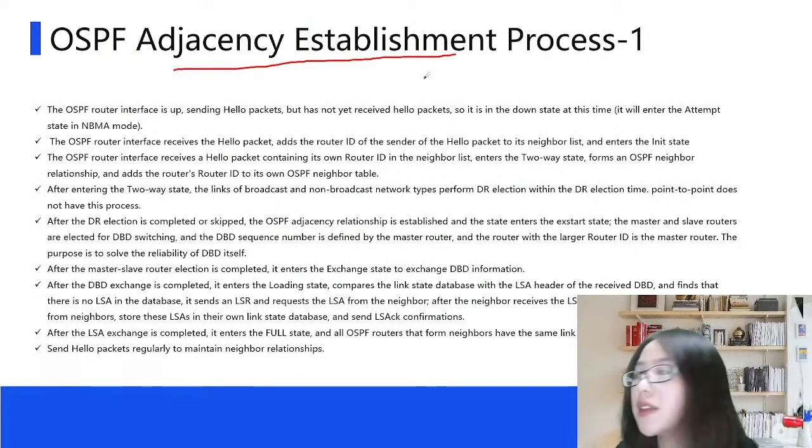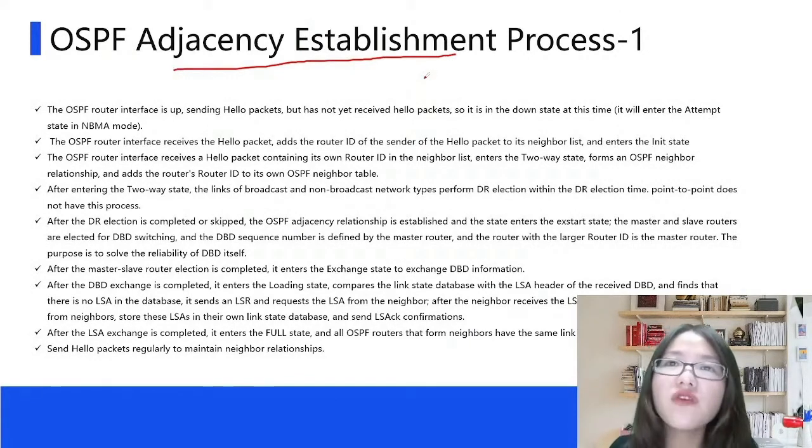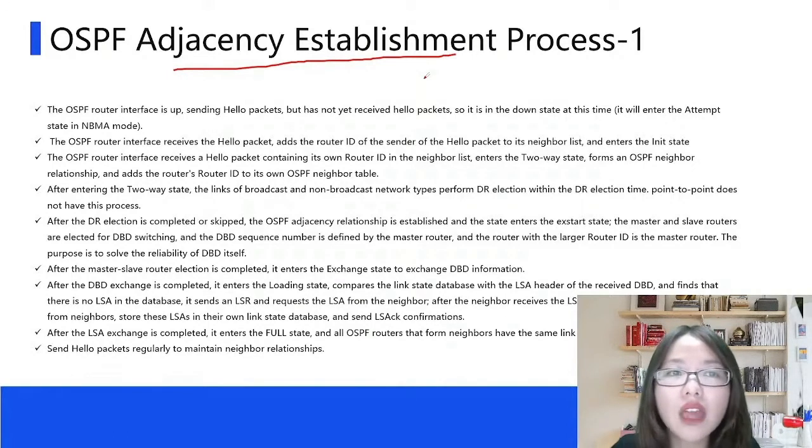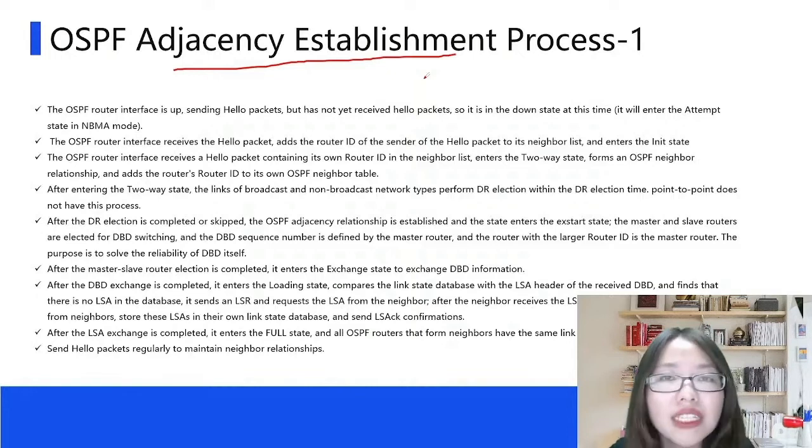I have also summarized the OSPF adjacency process for you. You can read the process introduction yourself; I don't need to repeat it. The above is about the principle of the OSPF adjacency establishment process.